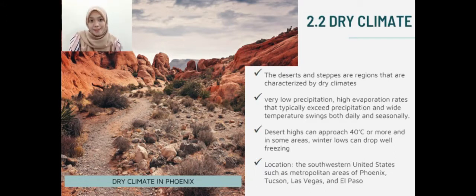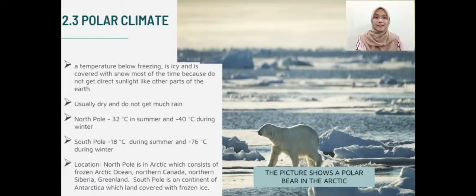Well, when you look at the pictures there, it is one of the examples of the dry climate, which is the desert that is located at Phoenix. And that's all for the dry climate of this region. Now, the last climate that we will cover is the polar climate. Basically, there are two types of polar climate, which are tundra and ice cap.